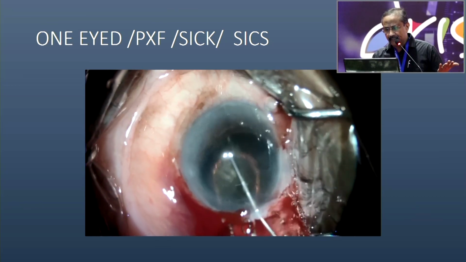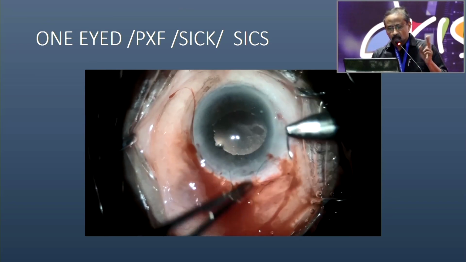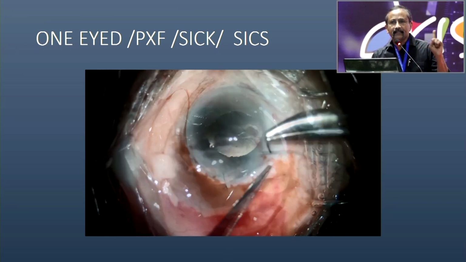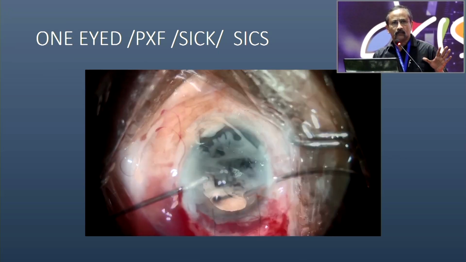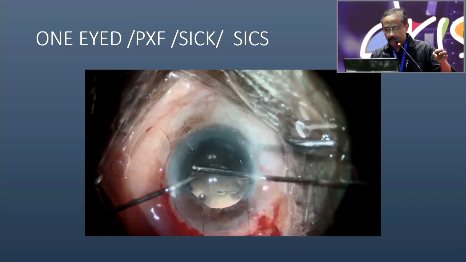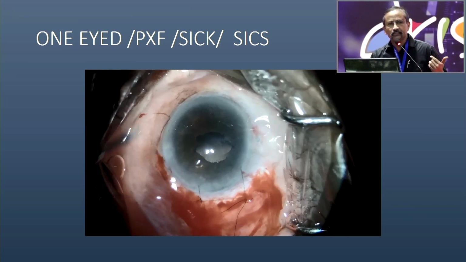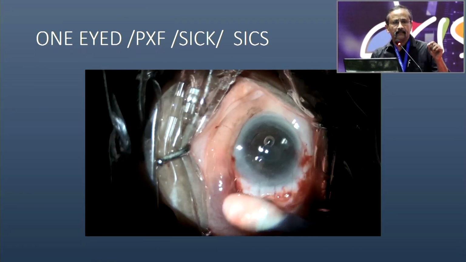It was gently eased out of the bag and out of the eye, and the wound was reduced in size, and an AC lens was implanted after ensuring that there was no vitreous in this eye. Pupil was constricted with pilocarpine, and then an anterior chamber lens was implanted into this. The patient is now 99 and a half years old, still kicking well.